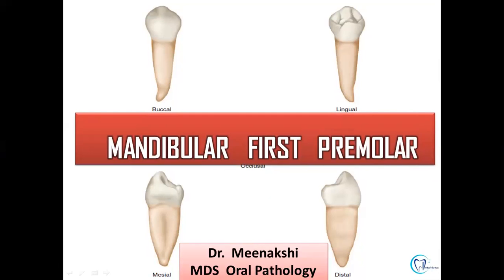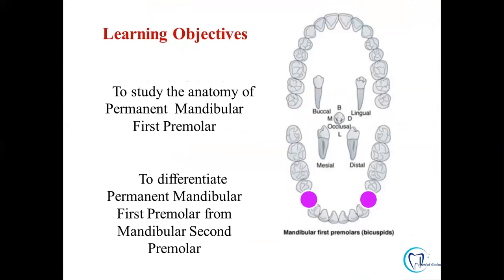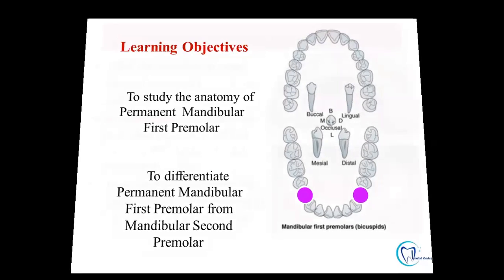Hello everyone. The topic of today's discussion is the permanent mandibular first premolar. So today we'll be discussing the anatomy of the permanent mandibular first premolar. Also, we'll be seeing some differentiating features of the mandibular first premolar from the mandibular second molar. Also, there will be a comparison in the end to compare maxillary and mandibular premolars.